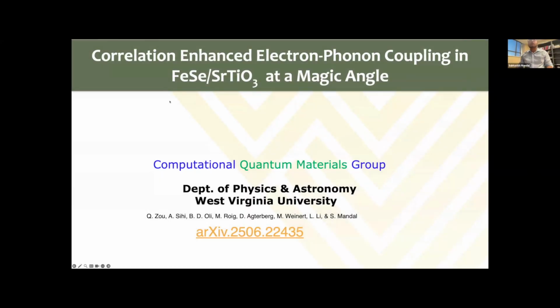So I'm going to talk about correlation enhanced electron-phonon coupling in this famous FeSe/STO at a magic angle. Now, this angle has nothing to do with the twist angle. We'll see why this angle is called the magic angle. And this is based on this arXiv preprint.